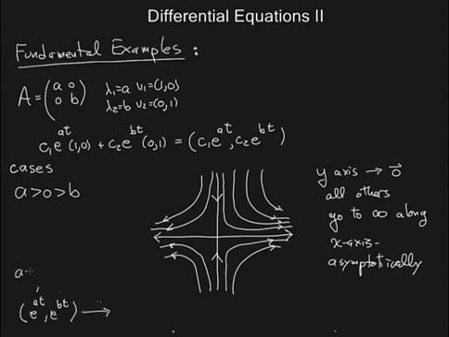And you can see this if you look at the solution. Since a is bigger than 0, this term is going to infinity. But since b is less than 0, the second term is going to 0.